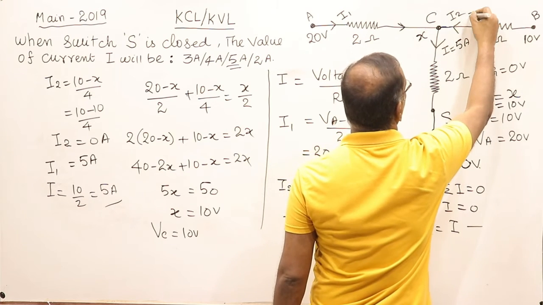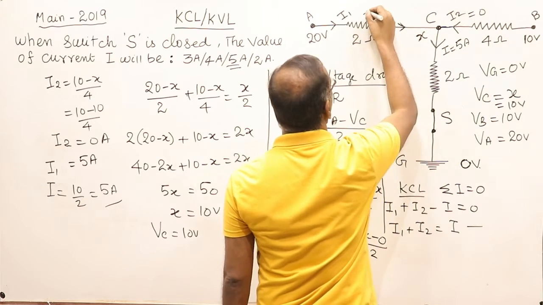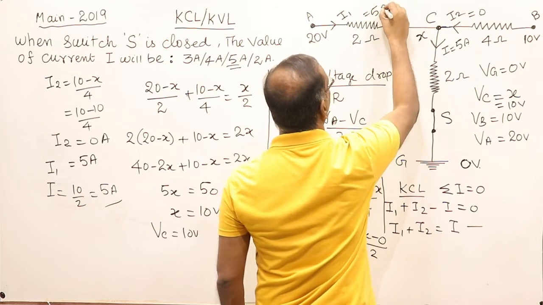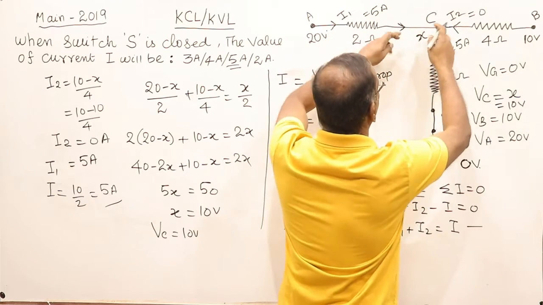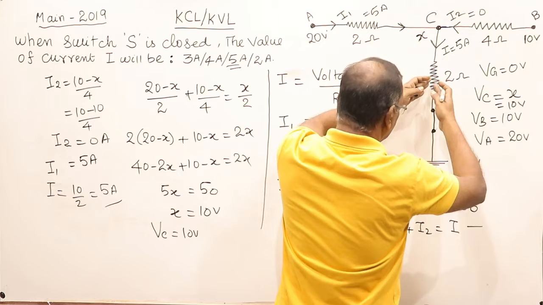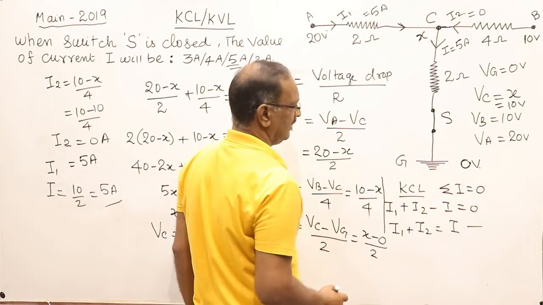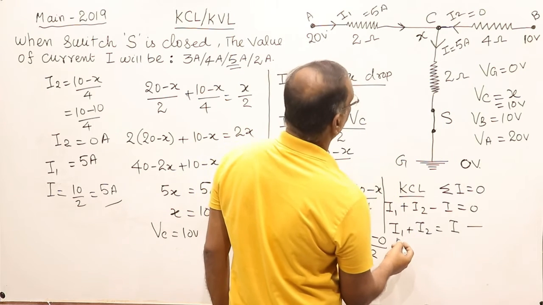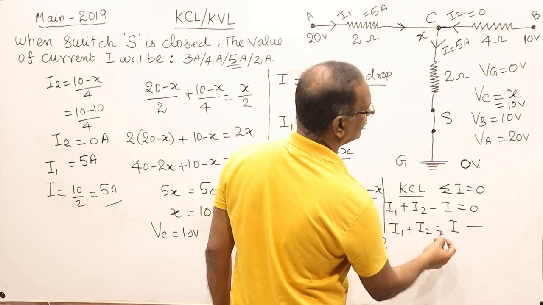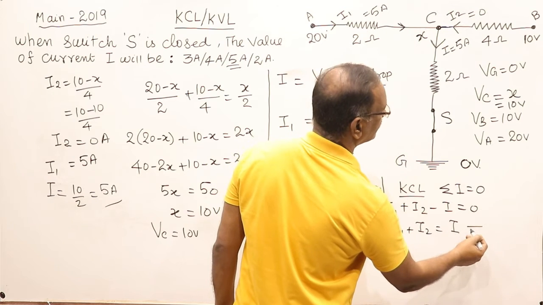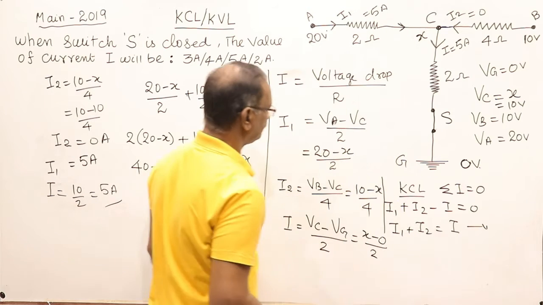Here I2 is equal to 0. I1 is obviously 5 ampere, because I1 plus I2, 5 plus 0, comes to 5 ampere. So by this, I1 plus I2, I1 is equal to 5 ampere plus 0 ampere, which is equal to 5 ampere. This is the calculation.